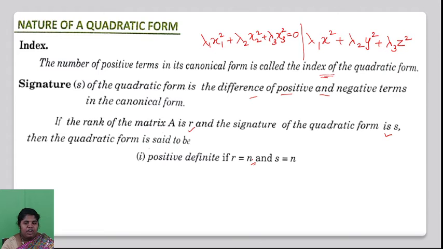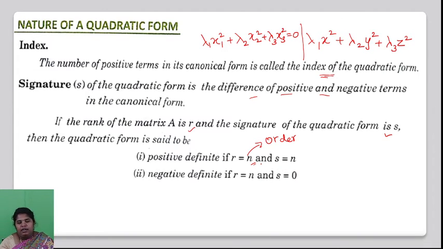Then the quadratic form is said to be positive definite if the rank is equal to n. N corresponds to the order of the matrix, so 3 by 3 or 4 by 4, 2 by 2. So n corresponds to the order. If the order and the rank are same and the signature and the order are same, then we say that the quadratic form is positive definite. If R is equal to n, that is rank is same as the order, and the signature is 0, then the quadratic form is negative definite.